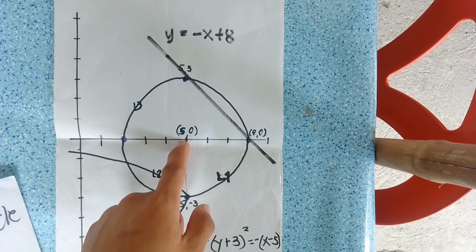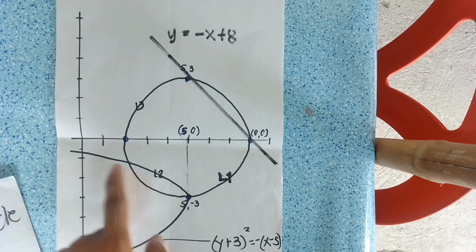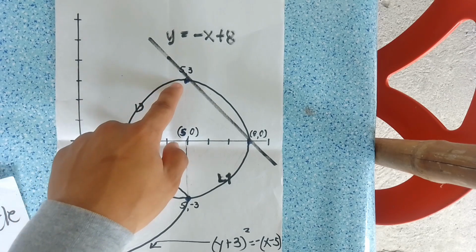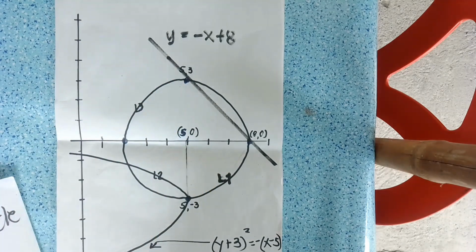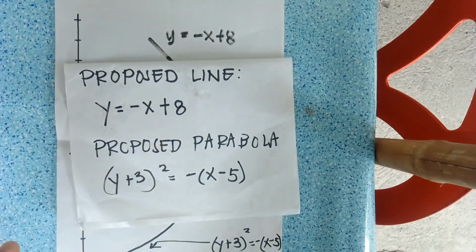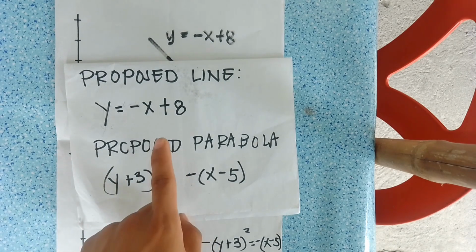So in our assignment, we have L1, next one is L2, the circle is bounded by a parabola, and L3, which is this one, from that point. So regarding this one is our proposed line. First we have the proposed line, which is y = -x + 8. And next one is the proposed parabola, which is (y + 3)^2 = -(x - 5). So this one is proposed.